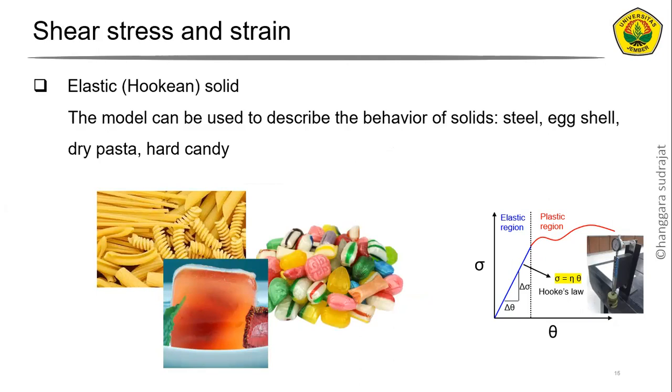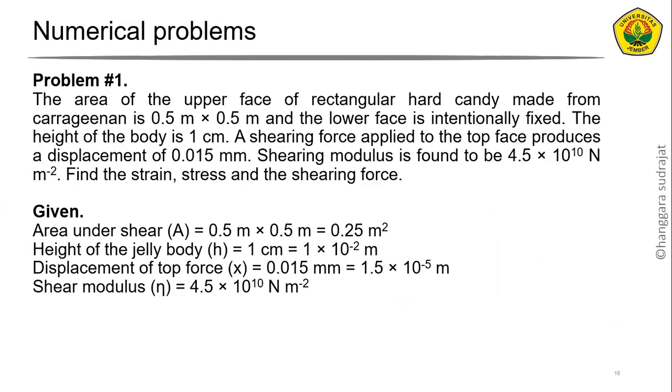This relationship can be used to describe the behavior of solids such as steel. Also, in the case of food, we can consider this model for, for instance, an eggshell, dry pasta, or hard candy. This linear relationship is valid for a small strain, less than 0.01. So when working with gel, for instance, we normally use larger values of strain.